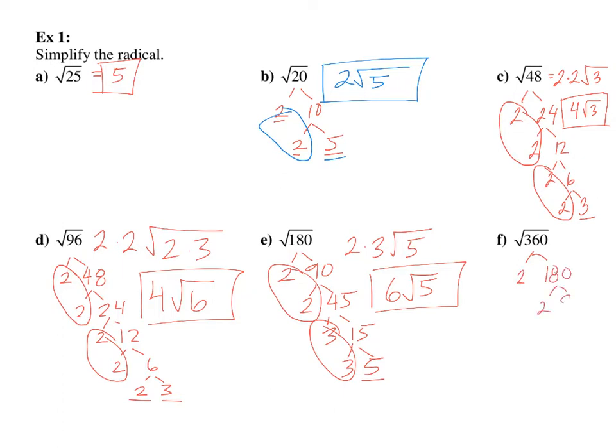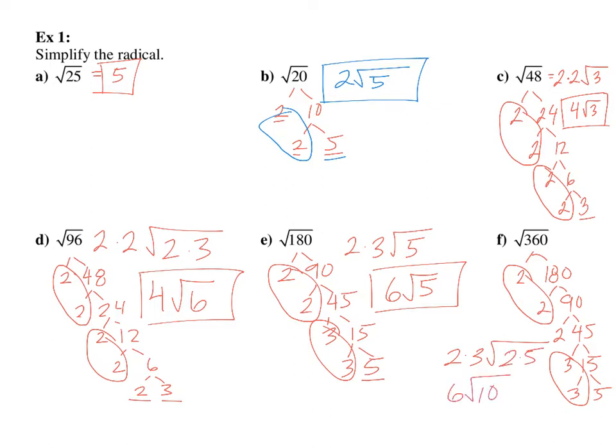All right, for the next one, I have 2 times 180. Then I have 2 times 90, 2 times 45, 3 times 15, and 3 times 5. So I got a pair of 2s, then I have a pair of 3s. So I'm going to have 2 times 3, and the square root, I have 2 times 5. So I end up with 6 square root of 10. All right, that's all there is to it. We're done.